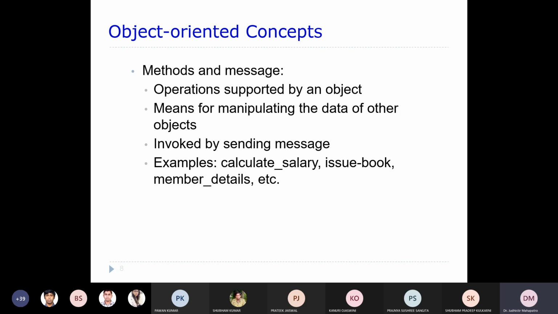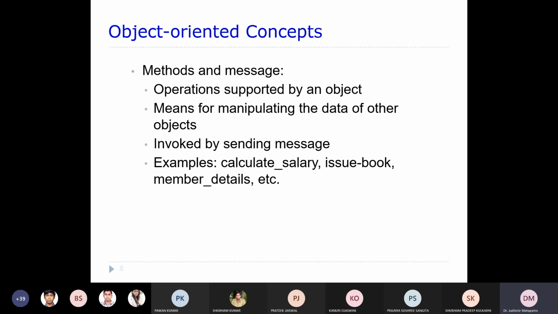Each and every dog has a certain number of actions or operations. Barking is one operation, and they continuously do eating. These are the various operations, and these operations are going to manipulate your data. These operations can be invoked by sending messages. One object can call the methods or operations of another object by sending messages. That is message passing.